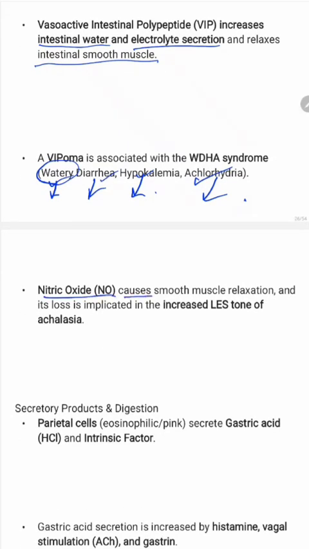Okay, now nitric oxide. So nitric oxide causes smooth muscle relaxation and its loss is implicated in increased lower esophageal sphincter tone of achalasia. Okay, so nitric oxide is used to relax the smooth muscle.